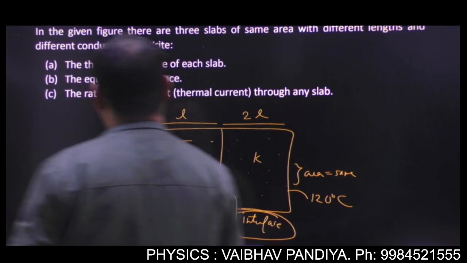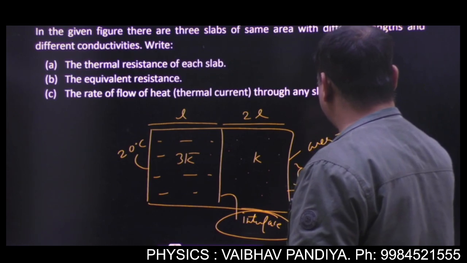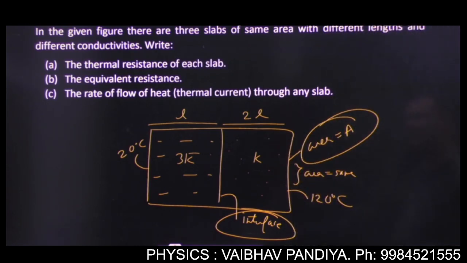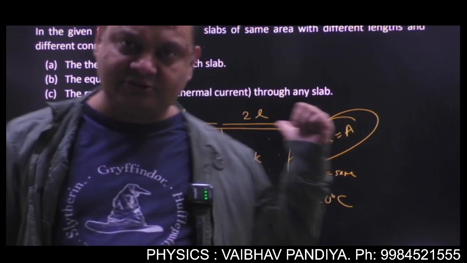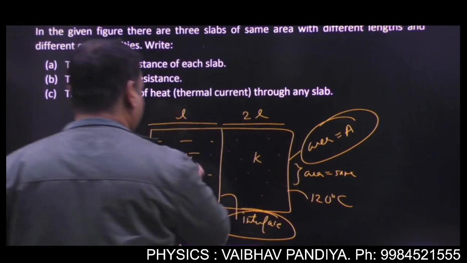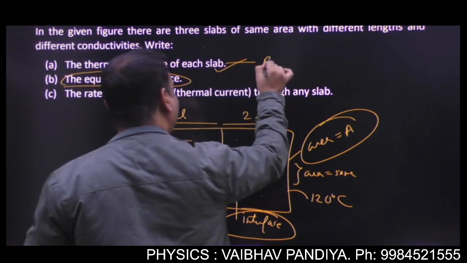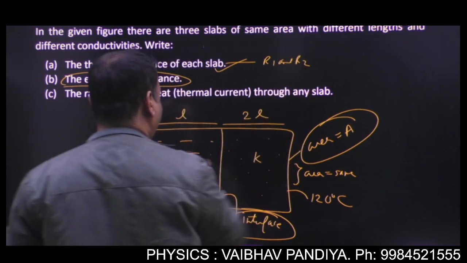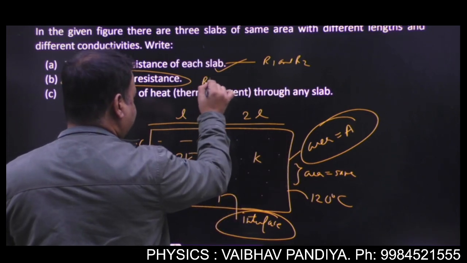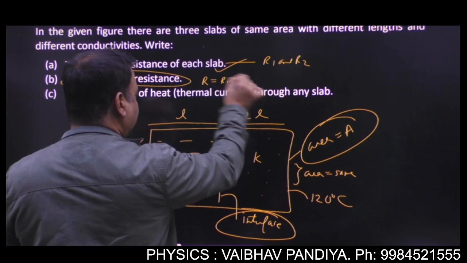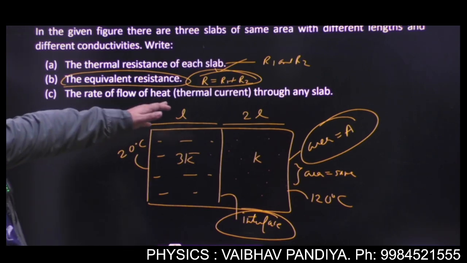So you have to find part A, the thermal resistance of each slab. Let the area be A, because when you are finding the thermal resistance, area must be given in the problem. So can you find the thermal resistance of each slab? Then the equivalent resistance: when you get R1 and R2, since there is a temperature difference between the right and the left surfaces, resistances are connected in series, so the equivalent resistance will be the sum of R1 and R2.